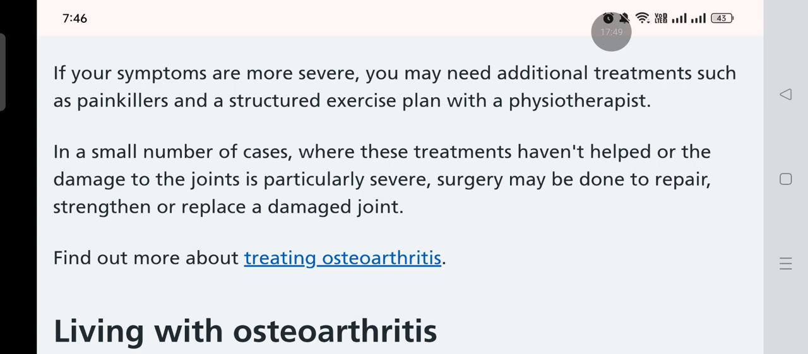In a small number of cases where these treatments haven't helped or the damage to the joints is particularly severe, surgery may be done to repair, strengthen, or replace a damaged joint.